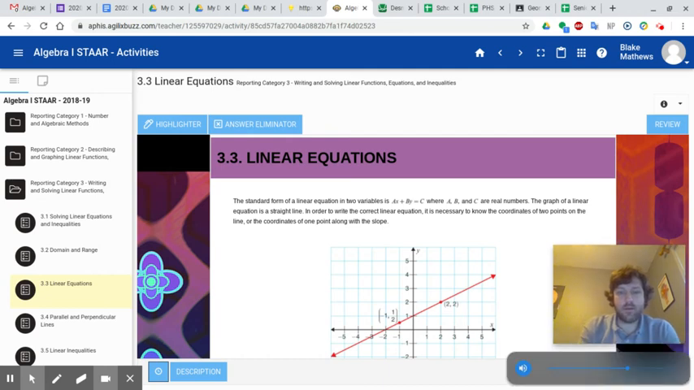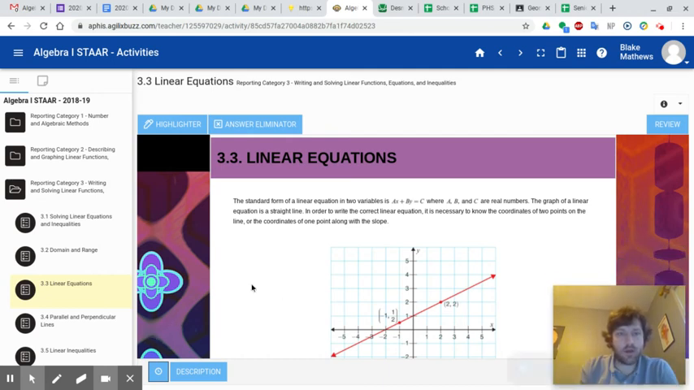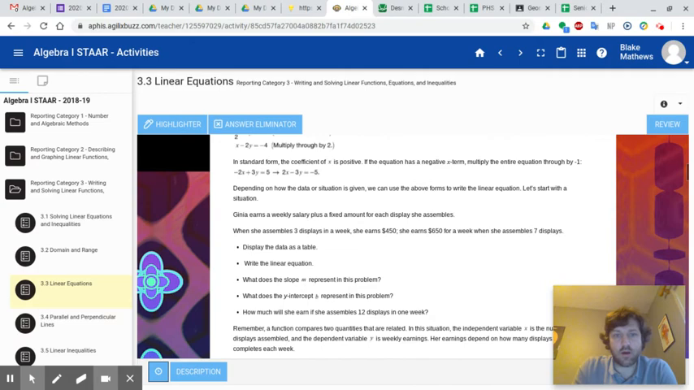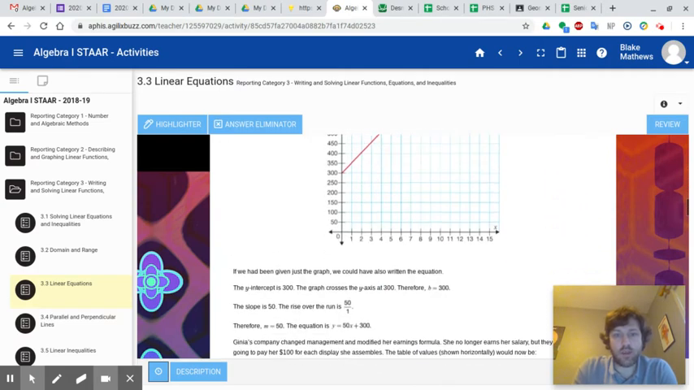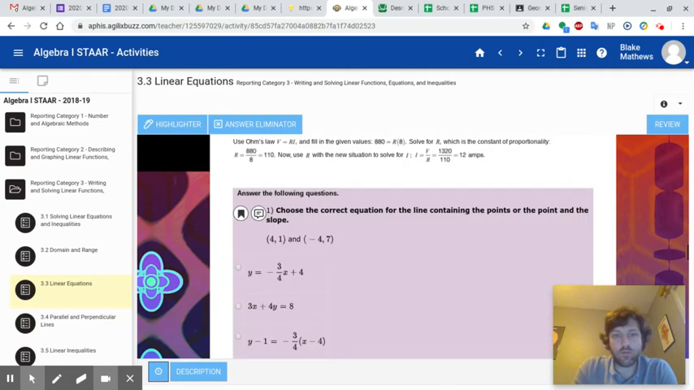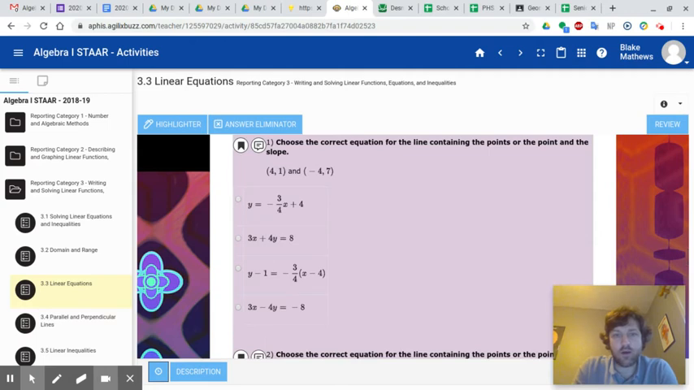All right, I'm going to begin a walkthrough of lesson 3.3 from the Algebra 1 STAAR study guide. Linear equations, it's kind of more of the same stuff we've been doing. We're looking at slope and y-intercept, in particular how we look at a graph and determine what it is, or how we just look at different points, look at the slope of certain lines.